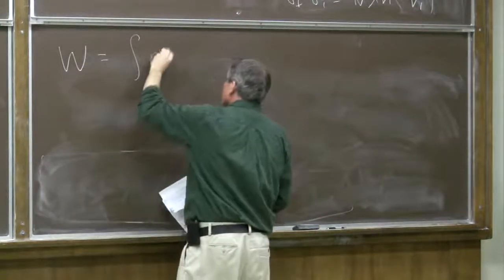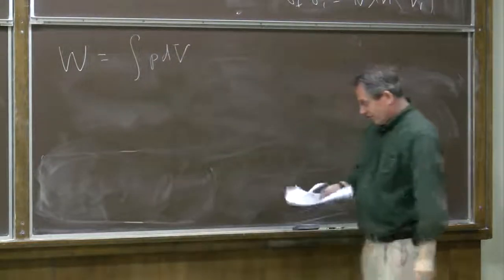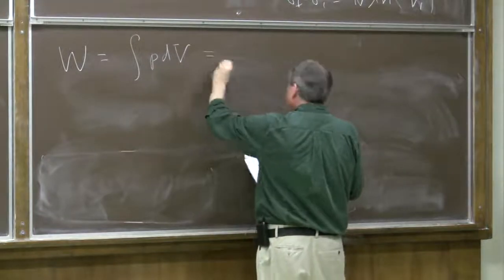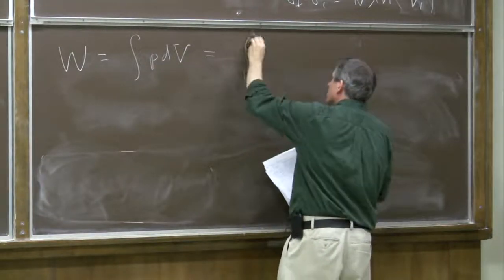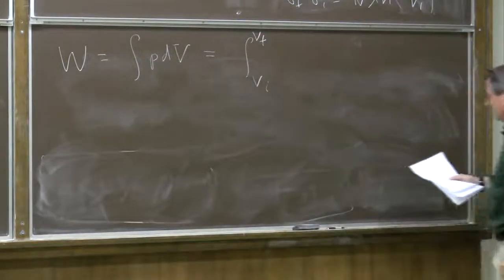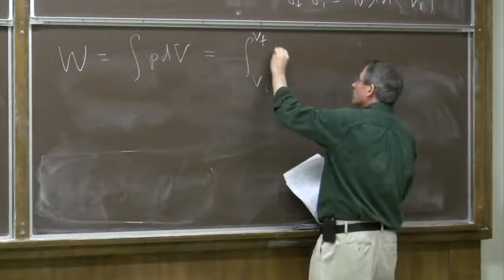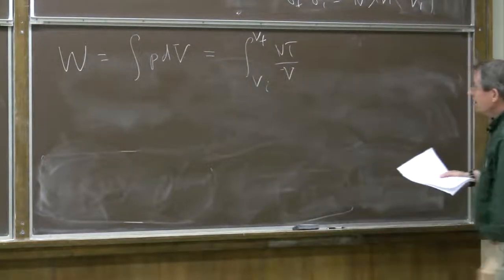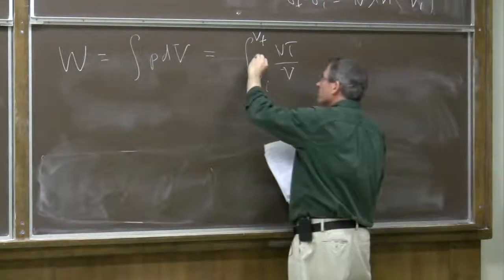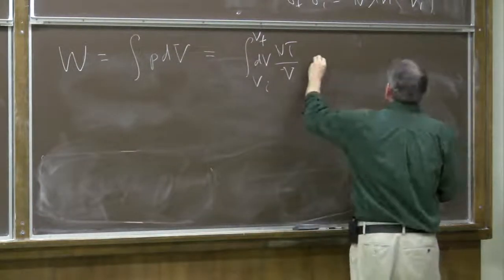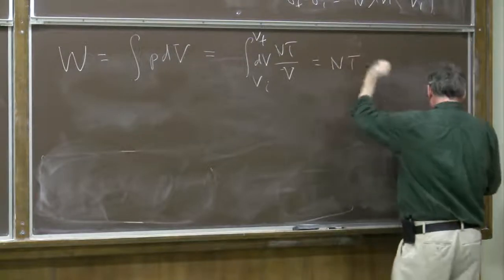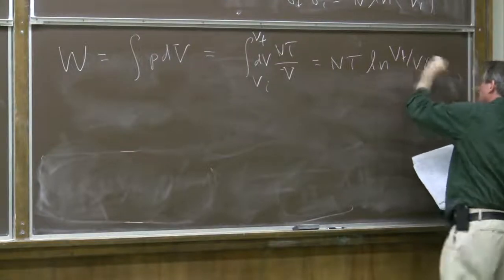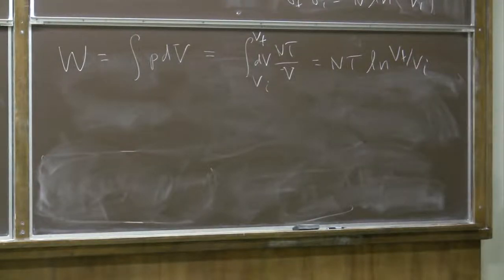Now we can calculate the work done during the expansion. It's just the integral of pressure times change in volume. And because the ideal gas law at a fixed temperature and particle number holds at all times during this reversible expansion, we integrate from the initial to final volume, and the pressure, according to the ideal gas law, is number of particles times temperature divided by volume, integrated dV. So the integral is just a logarithm, and this is equal to n times temperature times log of final volume over initial volume.